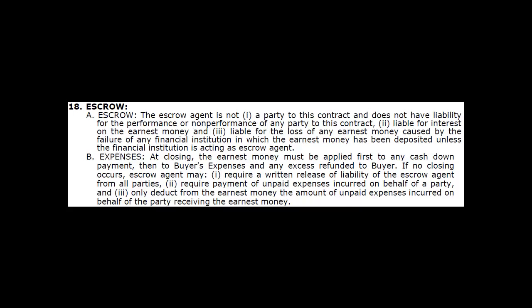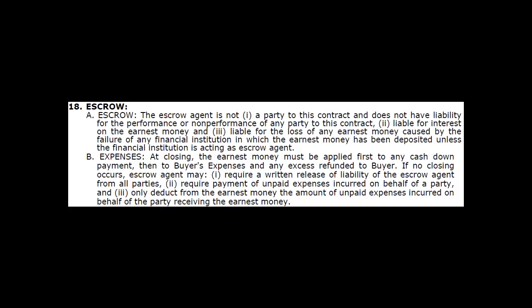The earnest money that the escrow agent is holding is going to first go to the down payment of the buyer, and then any expenses that are incurred by the buyer. If the closing doesn't occur, then they're going to use that earnest money to pay any kind of expenses that have been incurred. If there aren't any expenses, then they're going to give that earnest money to the buyer. And if there's not enough earnest money to cover the expenses, then the title company is going to demand all the expenses for the deal be paid.